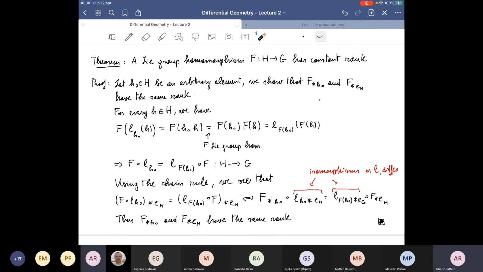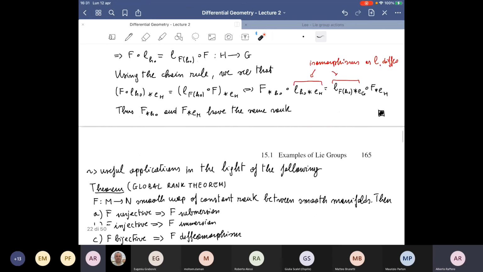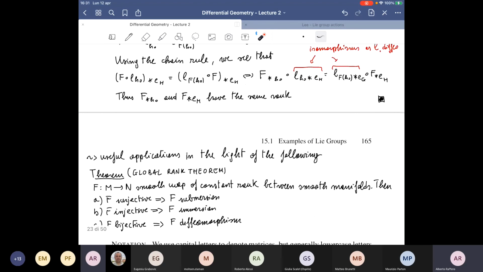And last time you saw how important maps with constant rank are. They have some nice local properties, and also this condition of having constant rank can be used to draw conclusions that allow one to conclude that a map which has constant rank and satisfies some further property is actually a submersion, an immersion, or even a diffeomorphism according to the definitions you gave last time.